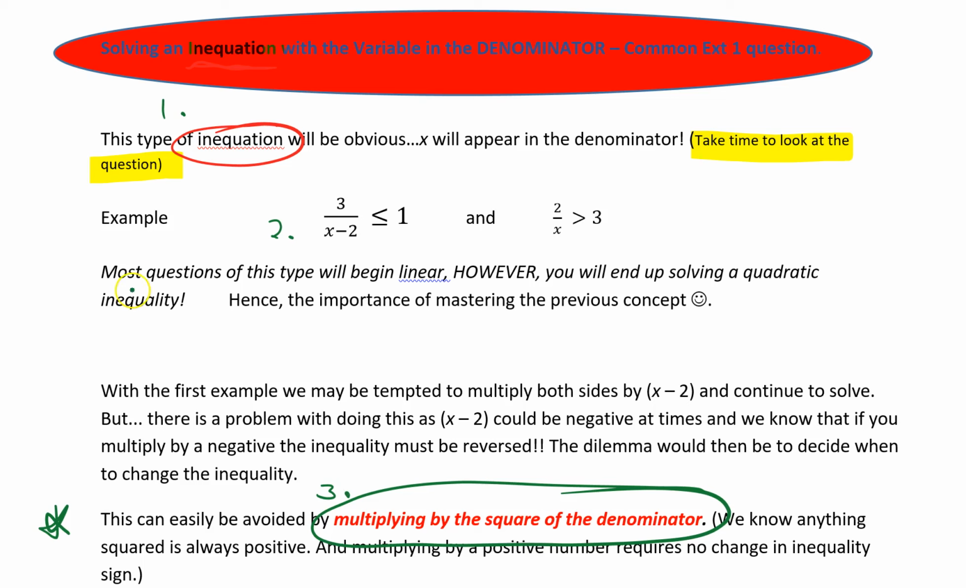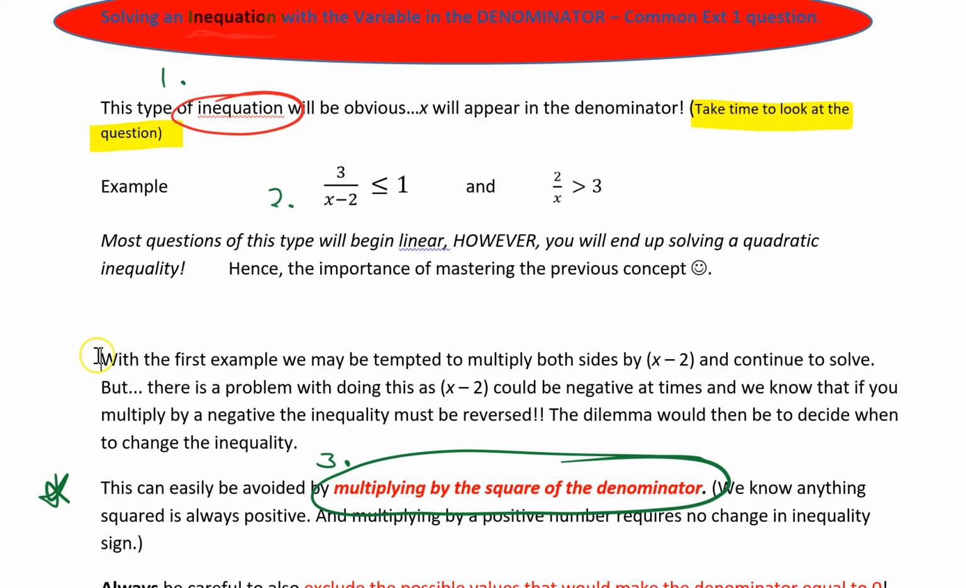You can see here I've also written most questions of this type will begin linear. So this is linear. However, you'll end up solving a quadratic because, yes, if you're multiplying by the square of this, you'll have a quadratic. Square the first, twice the product, the 2, square the last will be occurring over here, a square. So it will be a quadratic. And then when we solve a quadratic inequality, hopefully you learned, draw a graph and see where your quadratic is above or below the axis.